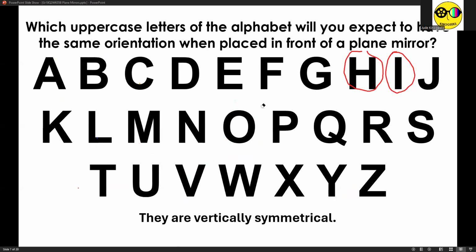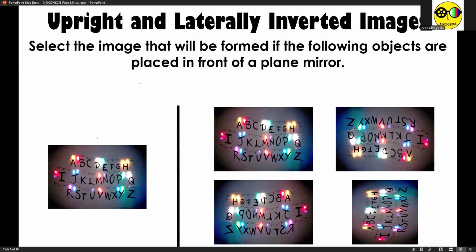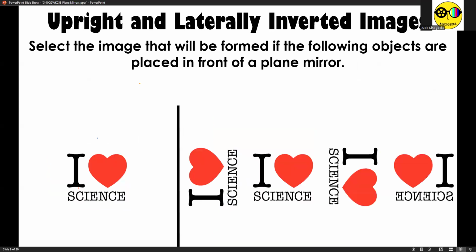Okay, moving forward. Now, let's focus on upright and laterally inverted images. So select the image that will be formed if the following objects are placed in front of a plane mirror. So we have this alphabet wall with Christmas lights. And because we're targeting upright and laterally inverted images, the correct answer is the bottom left image. Okay, next. So for this logo, I love science, no? The correct orientation of the image should be the fourth one.